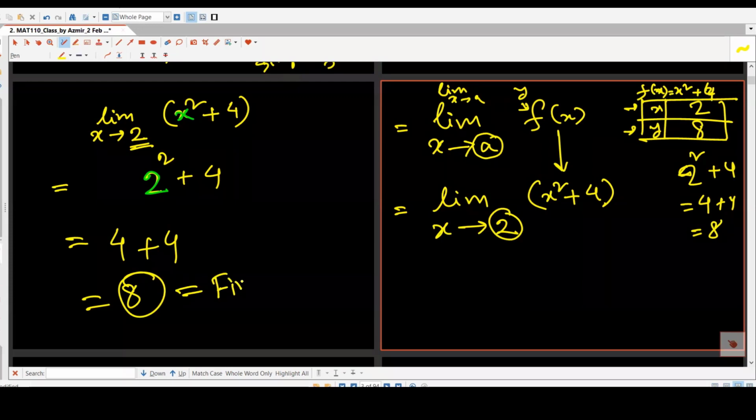So this is the limiting value of this function when x is approaching 2. So we have found a finite value. That means the limit of this function exists when x is approaching 2. So we can say the limit exists.